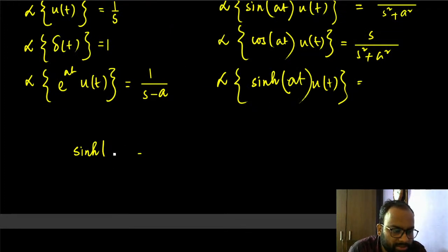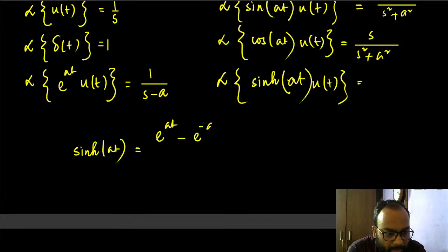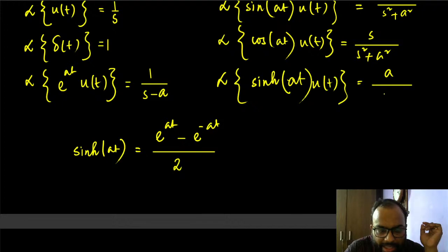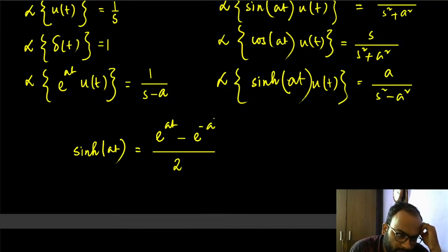All right. So the Laplace transform of sinh(at) is going to be (e^(at) minus e^(-at)) by 2. Notice that there is no complex number here, there is no j or whatsoever. And of course, by using this very definition, you can calculate this pretty easily. This is going to be a by s squared minus a squared. Okay, so that's sine hyperbolic.